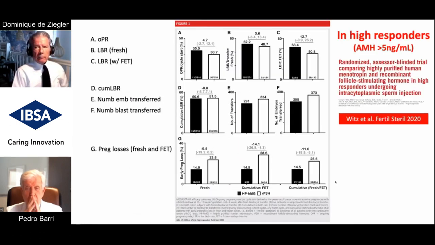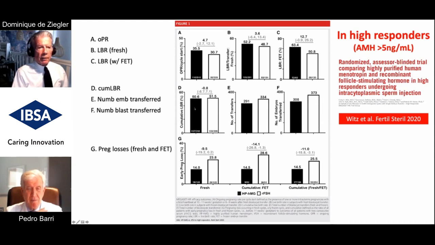Now, not only does it work with the poor responders, but it also works in the high responders. These are women who all have an AMH level of more than 5 nanograms per ml. This is work that we had seen at ASRM, but it just came out a couple of weeks ago in the press in Fertility and Sterility. And you have here women high responders, all with an AMH larger than 5. And you see this is the ongoing pregnancy rate. Black is hMG versus FSH. This is the live birth rate in fresh, and the live birth rate when you include on top of that the frozen embryos, and you see the difference is now reaching statistical significance.